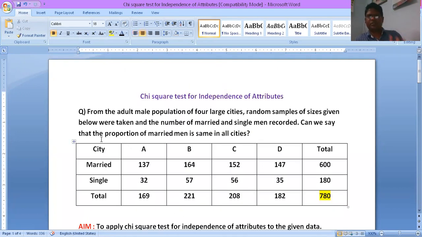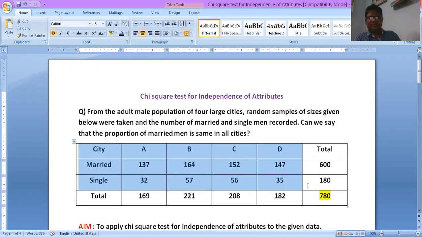So four cities data with married and unmarried men data is given, and respective totals are also given. Grand total is also computed. Everything is done in the table, but in other cases, if the data is given for cities just like highlighted cells, cities A B C D married and single, then we are required to compute first the subtotals, add one more column, add one more row, compute row wise totals and column wise totals, and also compute grand total.